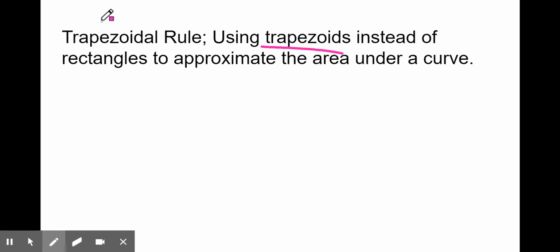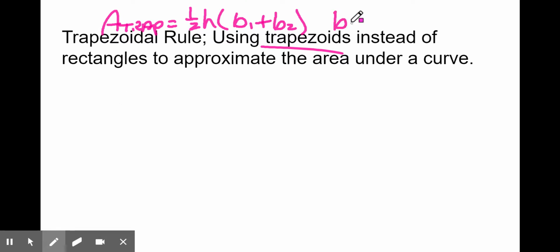Okay, the first thing you have to remember is that the area of a trapezoid is 1/2 the height times the sum of the two bases. Okay, half the height times the sum of the bases. The bases are the parallel sides. All right, there are the two sides that are parallel.